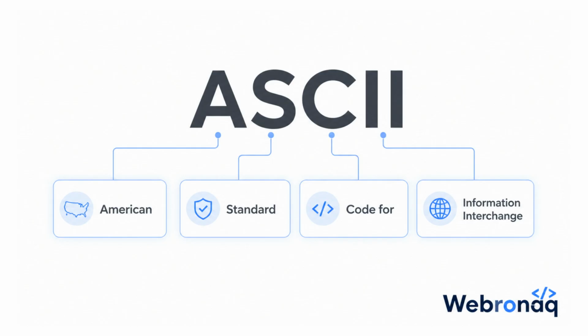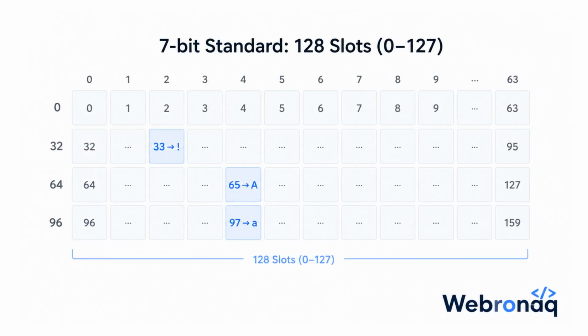Now that we know the name, let's look at the actual map that makes this possible. Now, look at this. The original ASCII standard was designed as a 7-bit system. In computer terms, that means it had enough space for exactly 128 unique combinations, numbered from 0 to 127. Think of it like a restaurant menu, where every single dish has a specific number. If you order a 65, the kitchen, or in this case the computer, knows exactly that you want an uppercase A. If you order a 97, it's a lowercase a.